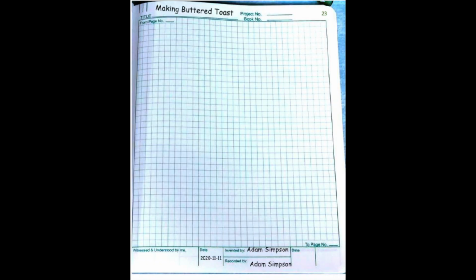Getting back to writing about lab notebooks. Start by obviously titling the page. Here I'm going to title the page as Making Buttered Toast. Very scientific.